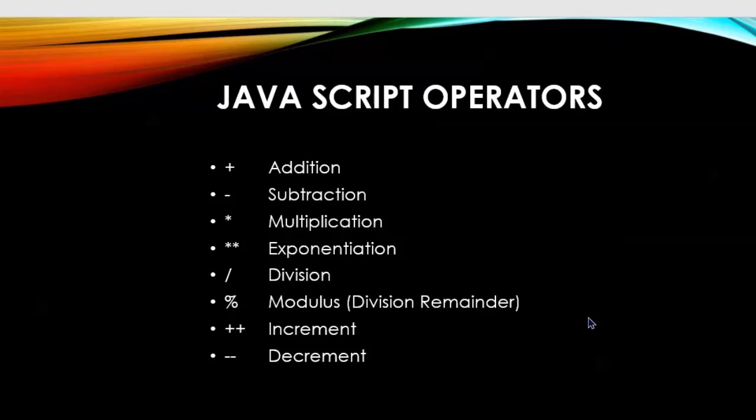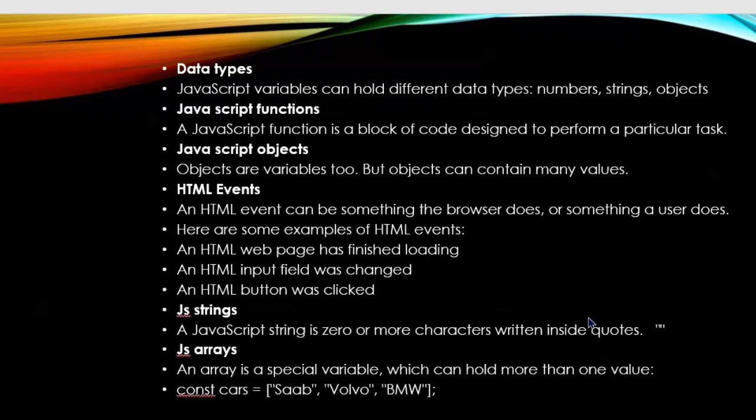Then JavaScript operators. The operators which are shown on screen are all the JavaScript operators. These are addition, subtraction, multiplication, exponentiation, division, modulus, increment, decrement. Then data types. JavaScript variables can hold different data types: numbers, strings, objects, and others. JavaScript functions. A JavaScript function is a block of code designed to perform a particular task. JavaScript objects. Objects are variables too, but objects can contain many values.